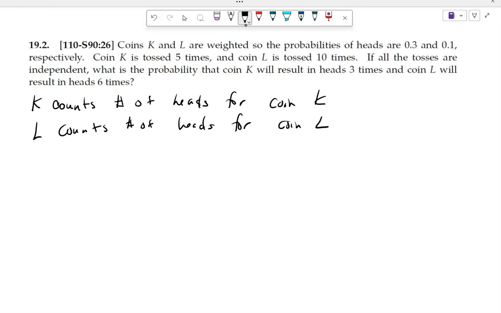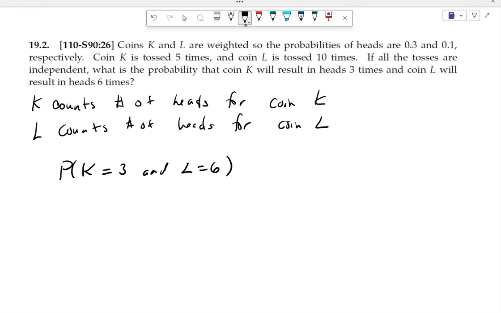Ready to chat about it? It's all very quiet. Very unsettling. All right. So let's just call the random variables associated with coin K and coin L, K and L. What is it you're trying to figure out the probability for? What does K have to be and what does L have to be? Yeah, exactly 3 and exactly 6. Good, that's exactly right. We want the probability that K is 3 and L is 6, right?